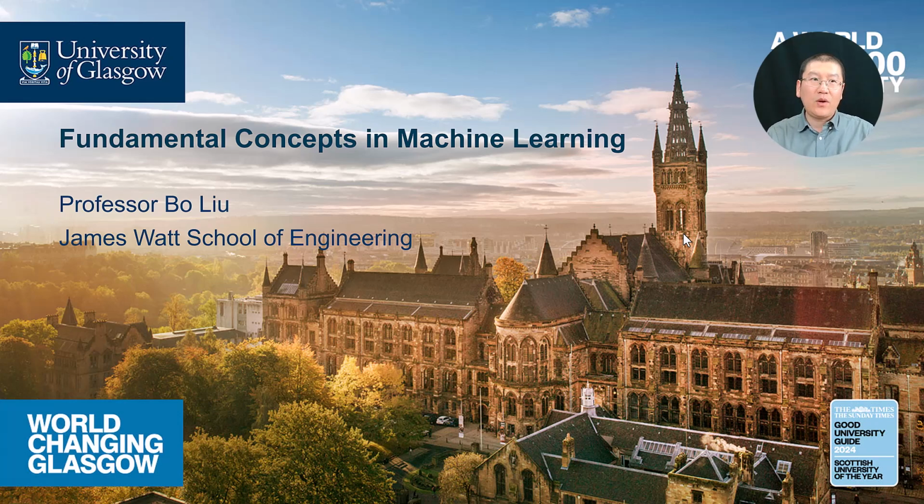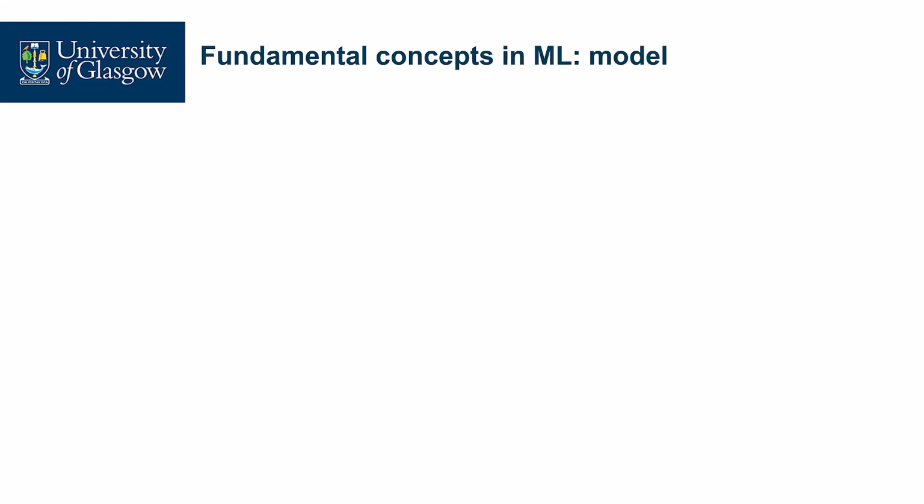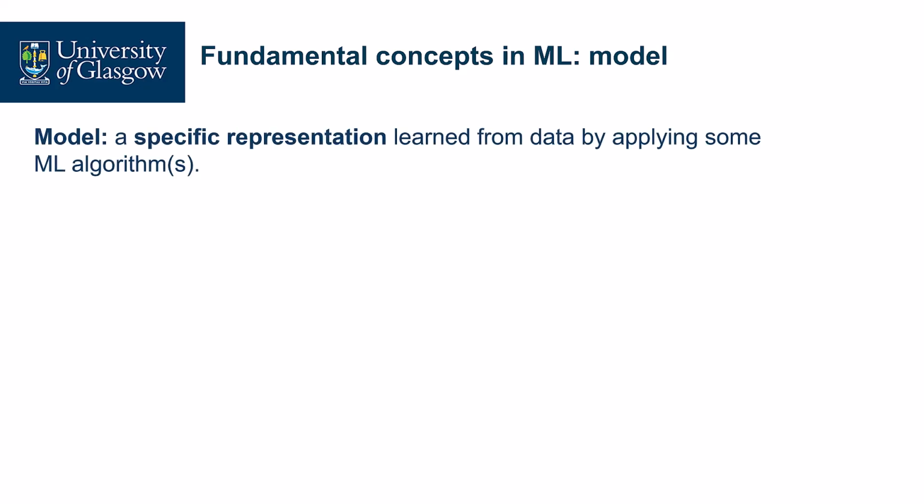In this session, we will talk about a few key concepts in machine learning. So in the last session, we talked about a machine learning model, right? And so now we will start from this. A model we can think of as the result of applying some machine learning algorithm to a given data set. So we have a specific representation of the machine learning outcome. We call this a model.